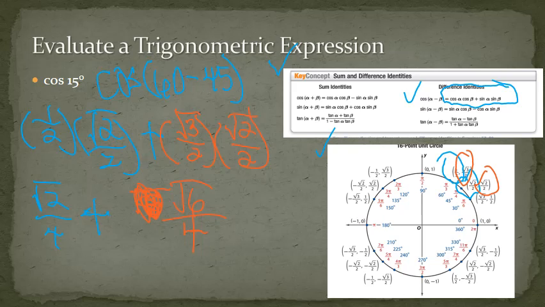So now I've got two rational expressions, and I can combine them and come up with a final answer: the cosine of 15 degrees is the square root of 2 plus the square root of 6, over 4. And there we go, we have evaluated the cosine of 15 degrees. We'll do one more. This time we'll do it in radians rather than degrees.